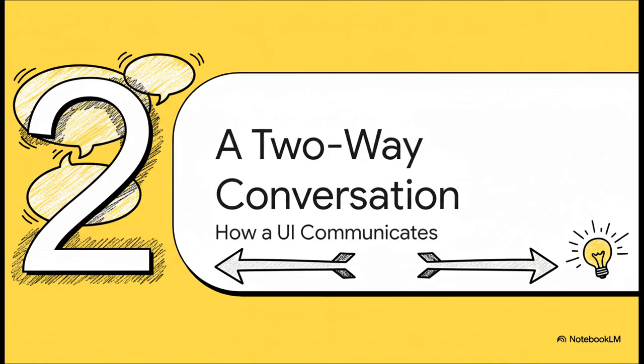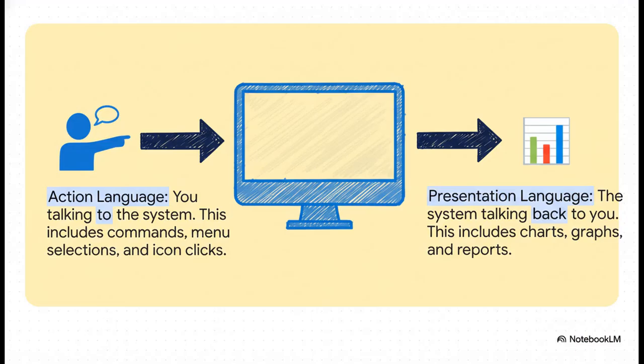And like any good conversation, a UI has two distinct parts. There's what you say to the system, and then there's what the system says back to you. Getting this balance right is absolutely fundamental to making a great interface. Think of it like this. Every single click, every tap, every word you type, that's the action language. It's you telling the system, hey, do this. The system's response, the charts that pop up, the data it shows you, the little confirmation messages, that's the presentation language. A great UI just weaves these two together so perfectly that the whole interaction feels totally effortless.